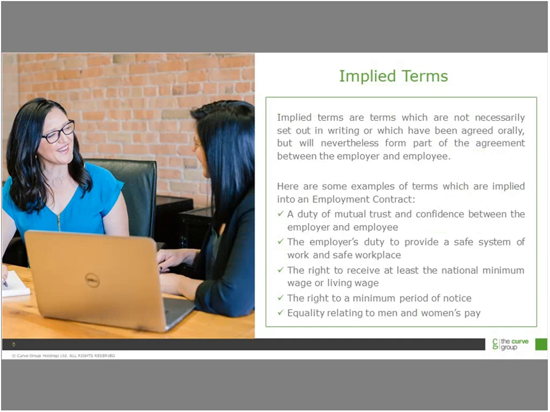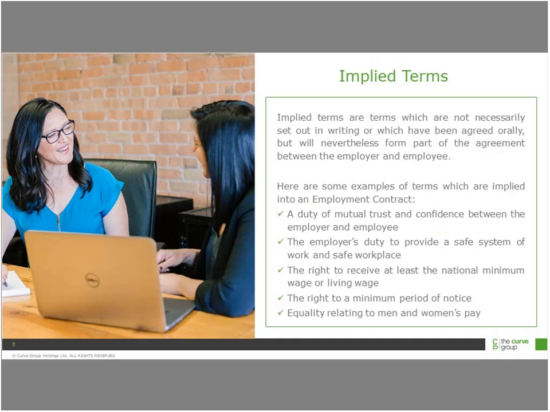Implied terms are terms which aren't necessarily set out in writing or which have been agreed orally, but they will nevertheless form part of the agreement between the employer and the employee. A few examples of this would be agreements with trade unions recognised by the employer, agreements with the whole workforce covering issues such as break entitlements. It could also be something which is so obvious that the terms are assumed to have been implied. An example here would be rotas, which have been ongoing for a certain period of time without any changes.